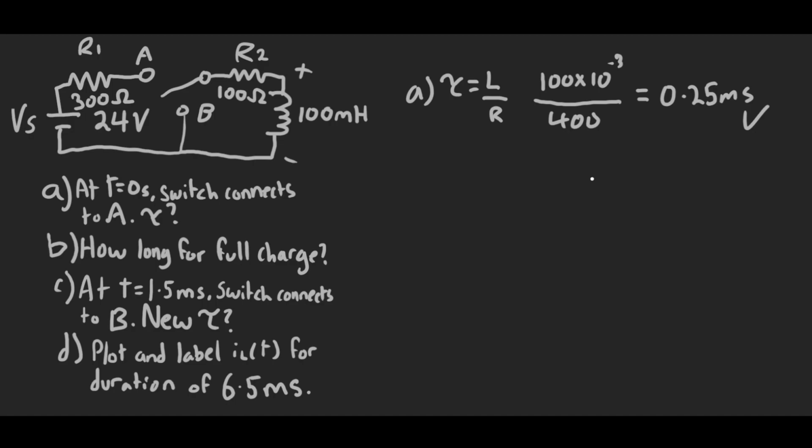Now for part B, how long will it take for the full charge of the inductor current, or rather current across the inductor? Well, if you recall correctly from the theory I previously discussed, it takes 5 tau, 5 time constants to reach a full charge, and likewise 5 time constants to fully discharge.